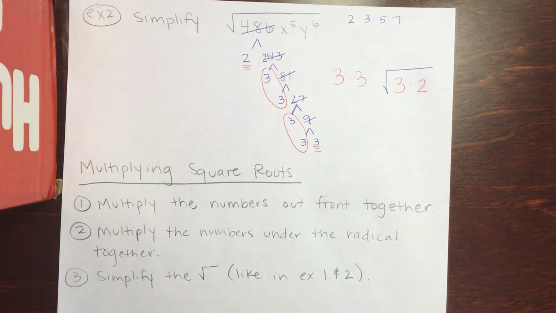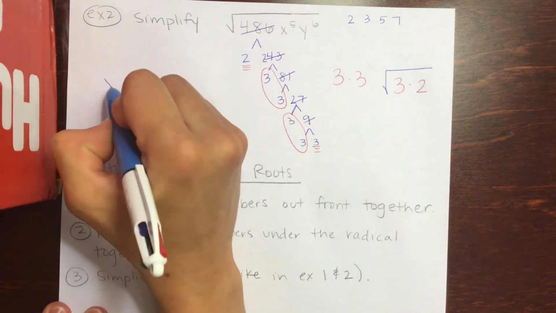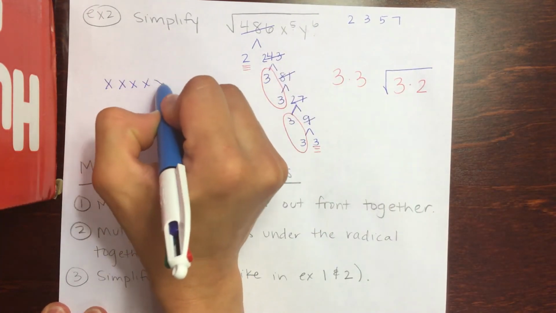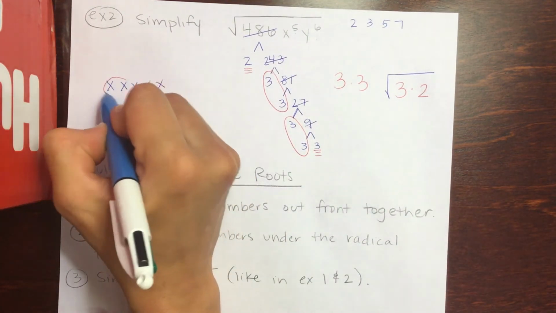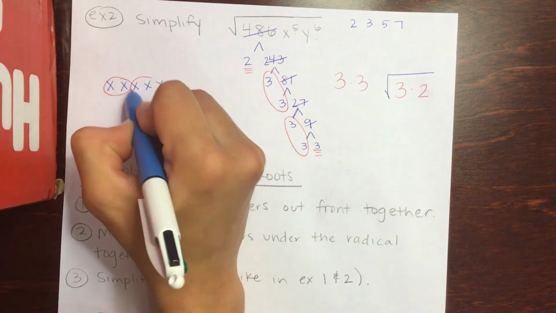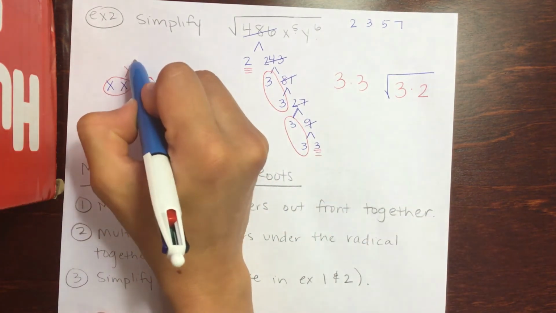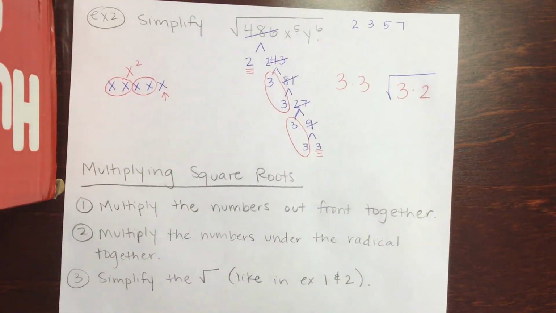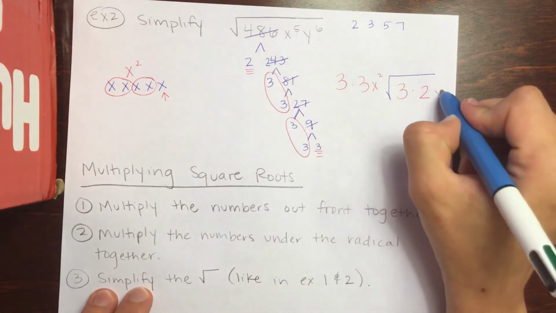So the numbers work the exact same way we did in example 1, but now for the variables, I like to write out 5 x's. And now pair them up just like I did before. So I have a pair of x's, and a single x. So this would be x squared. I have 2 circled groups, so 2 dates that get to come out, and then a single x underneath.